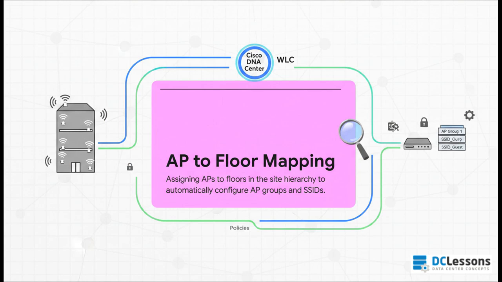Now, this idea of mapping APs to a physical location, like a specific floor on a building map, this is absolutely crucial. This is the bridge between the real world and your network's logical setup. When you place an AP on the third floor of the San Jose building, you're not just making a pretty picture. You are actually kicking off automation that tells the WLC exactly which AP group to use and which SSIDs to start broadcasting, all based on that physical location.